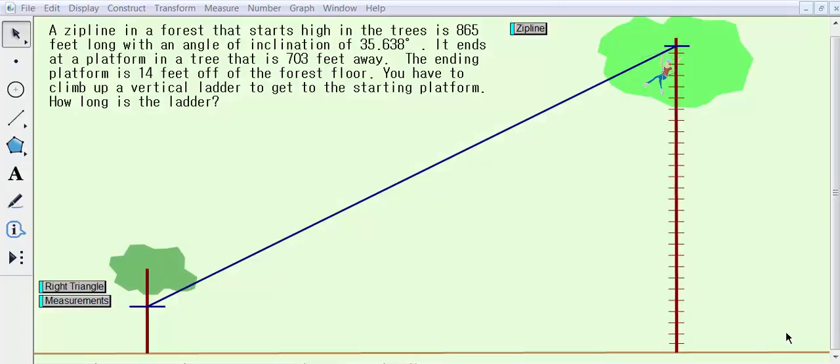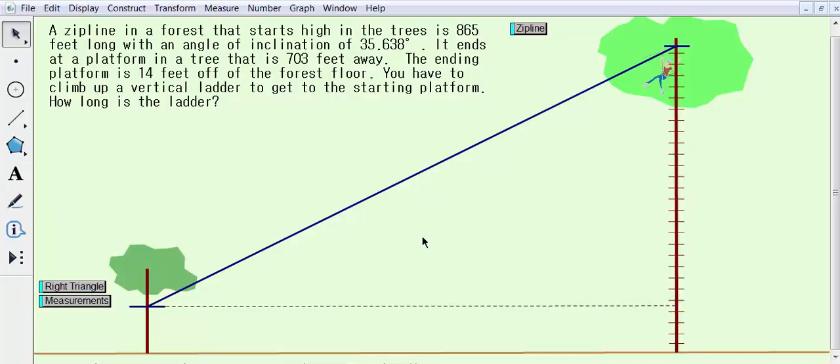A zip line in a forest that starts high in the trees is 865 feet long with an angle of inclination of 35.638 degrees. It ends at a platform in a tree that is 703 feet away. The ending platform is 14 feet off the forest floor. You have to climb up a vertical ladder to get to the starting platform, and we want to know, how long is that ladder?